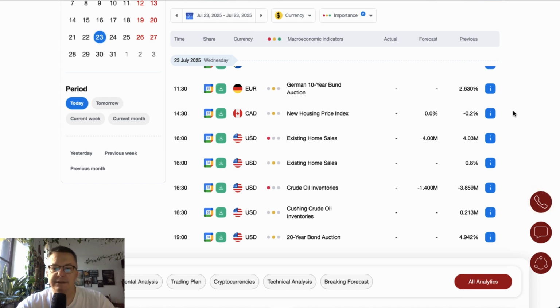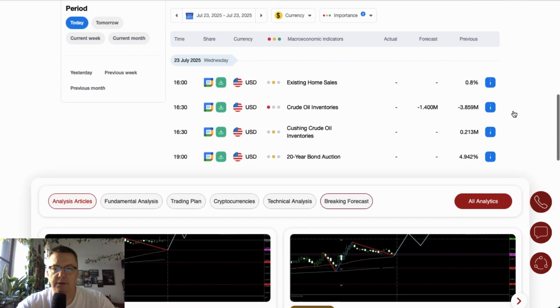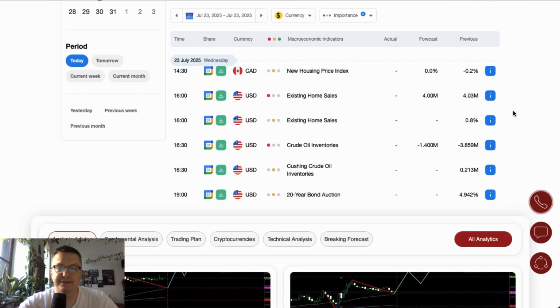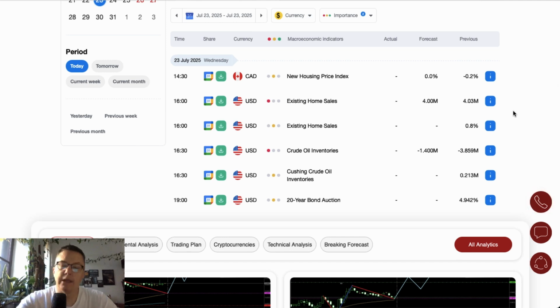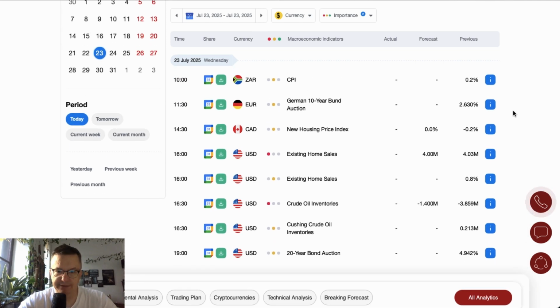During the US session we got the existing home sales data at 4 o'clock. We got crude oil inventories at 4:30, and then we got the 20-year bond auction from the US scheduled for release at 7 p.m. and that's about it. So the US session will be way busier with the data release than any other session for today. So without any further ado, let's take a look at the charts.